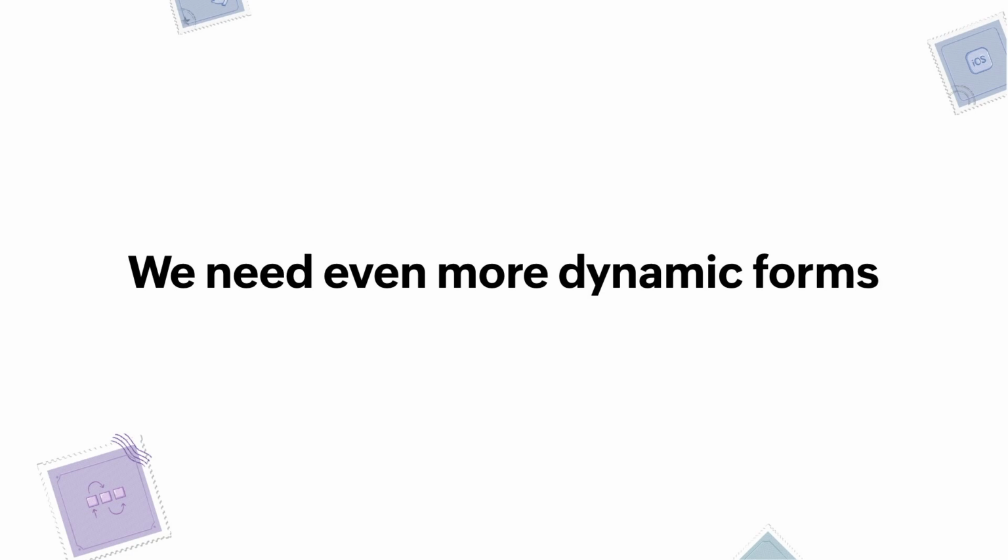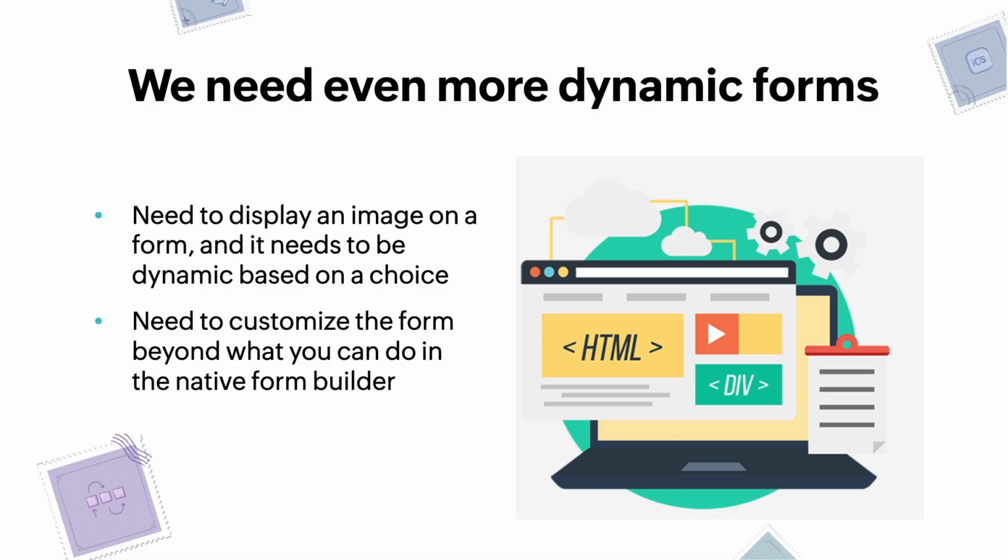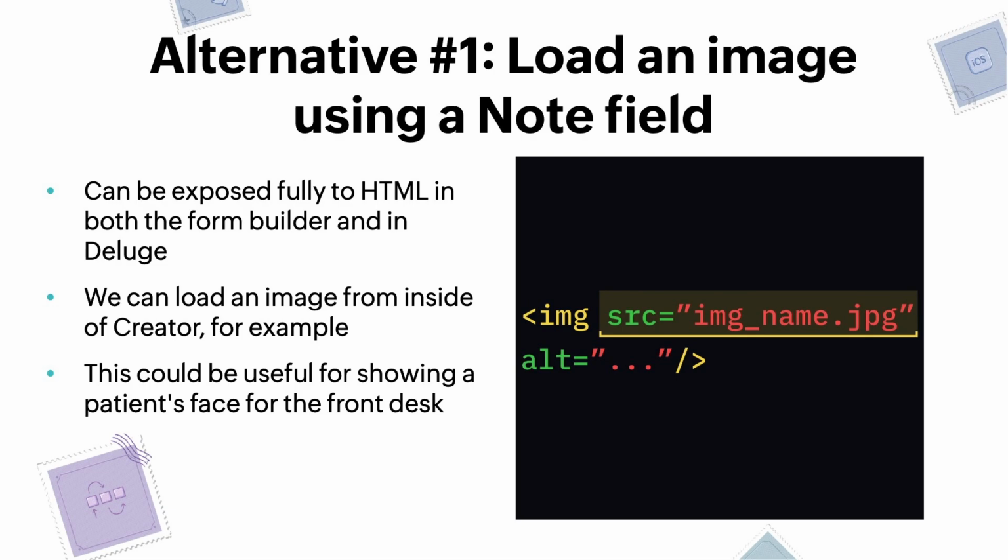There's actually kind of an unassuming field you can use for this. If we wanted to display something like an image in one of our forms, or customize our form beyond what the native form builder has access to, it's notes. A lot of people don't know this, but note fields can actually accept both Deluge and HTML and CSS into its components. You can load HTML and CSS into a note field via the Deluge workflow, or even just in the general form builder part of this.